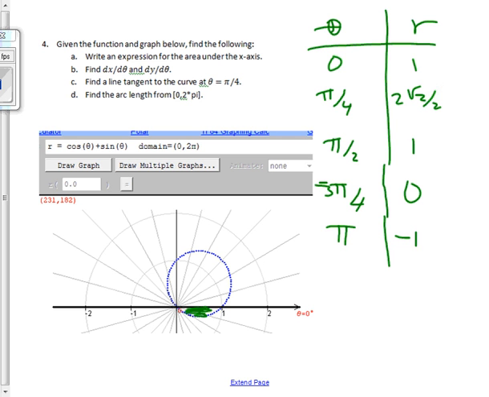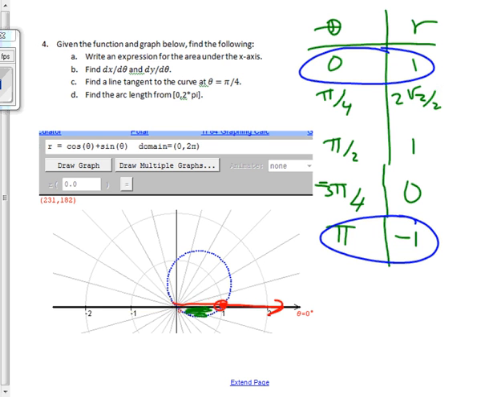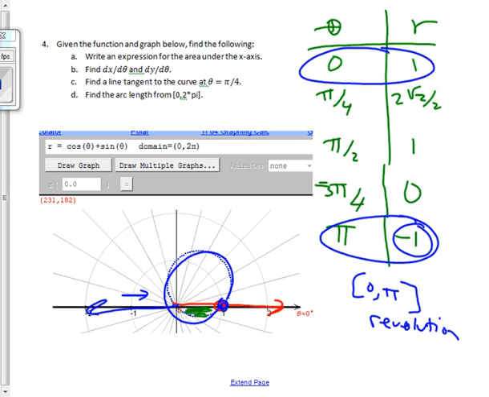What's key here is we have just finished a cycle. When theta equals 0, that's this radial line, and r is 1 right there. When theta equals pi, r equals negative 1, and the negative bounces back in the opposite direction, back to here. Looking at these points, from 0 to pi we do a full revolution. That's very helpful because it gives us our limits of integration.